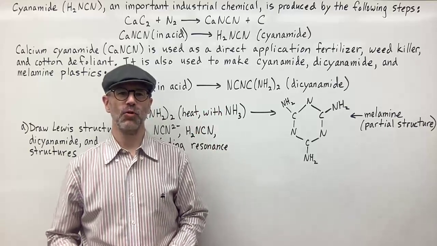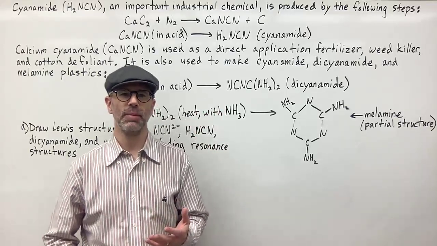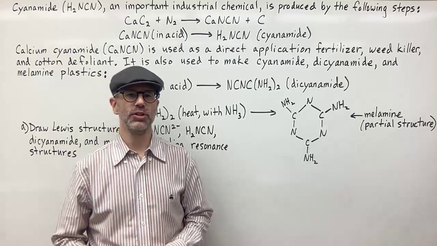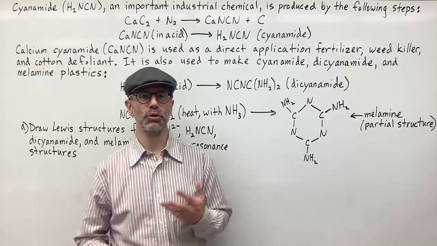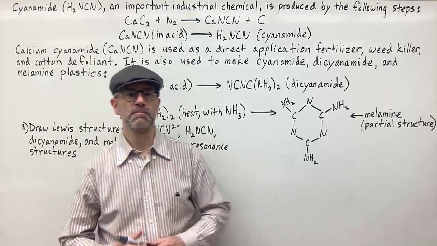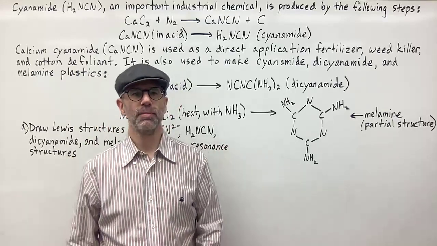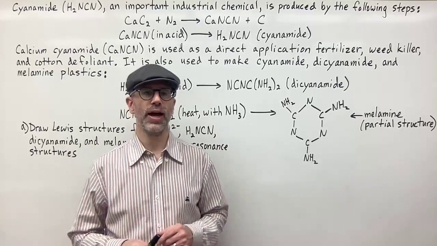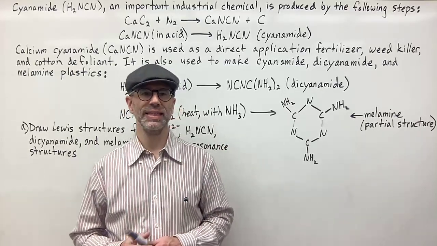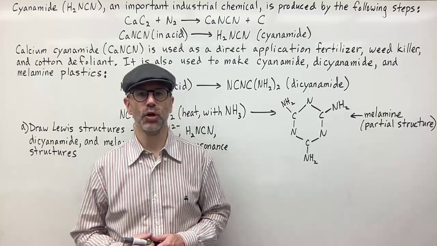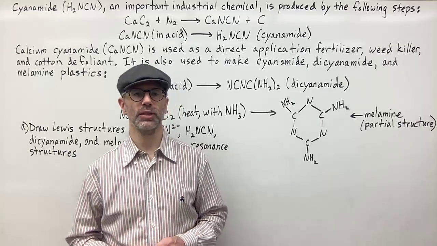My name is Mr. Cobalt, and in this video, we're going to talk about writing Lewis dot structures and giving hybridization of various different molecules. So let's get into this. In this problem, we're told that cyanamide, H2NCN, an important industrial chemical, is produced by the following steps.